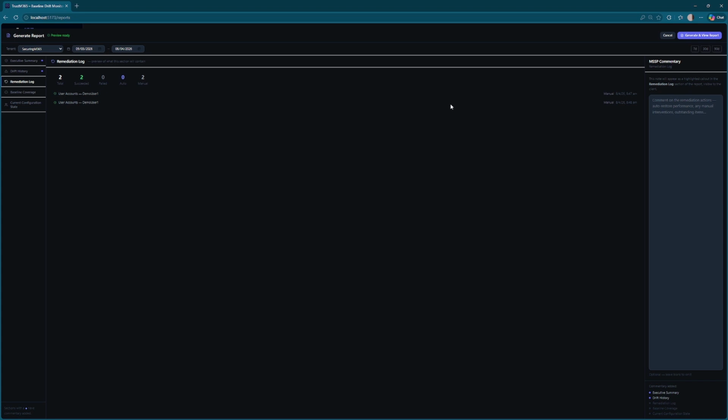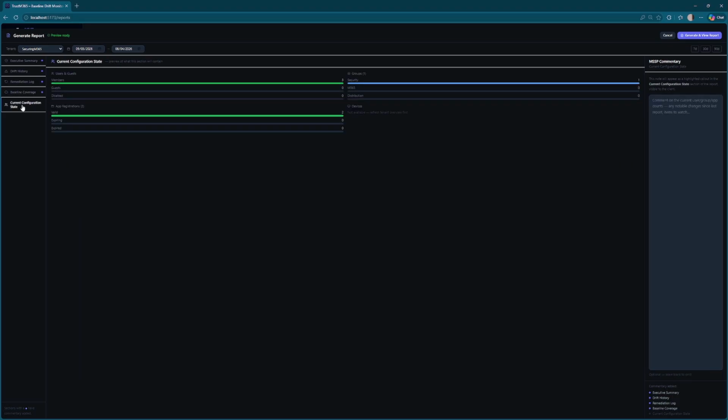Remediation logs associated to what's happened, that it was a manual trigger. The coverage of baseline, in which we have only got user account and it is currently clean. And the current state. So that gives you an overview as to what's happened within the environment over that period of time. So in this case, we've got 3 members, 1 security group, and 2 application registrations.